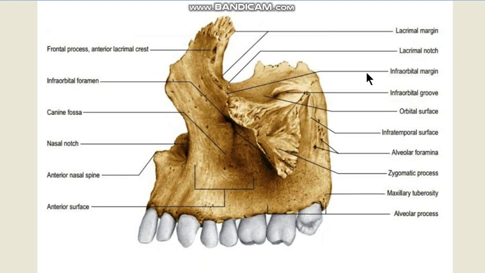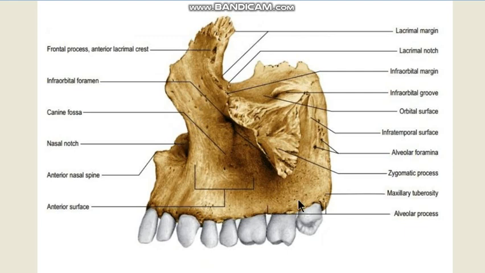Hello everyone, in this video we are going to discuss the body of the maxilla. We will leave the processes for a later video. In this picture you can make out this is the body of the maxilla, pyramidal with three sides, an apex and a base, and processes: frontal process, alveolar process, zygomatic process, and palatine process.